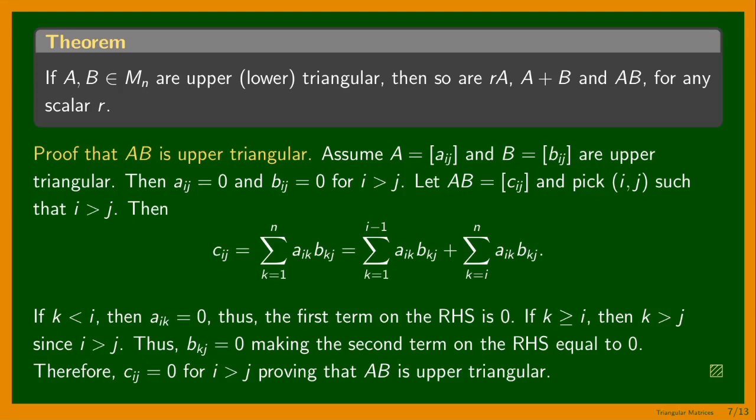In the case where A and B are both lower triangular, the proof is kind of similar. To prove that AB is lower triangular, you may want to prove that as an exercise yourself.